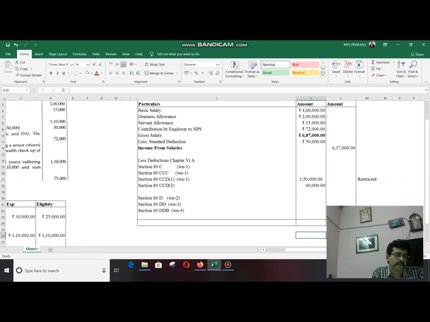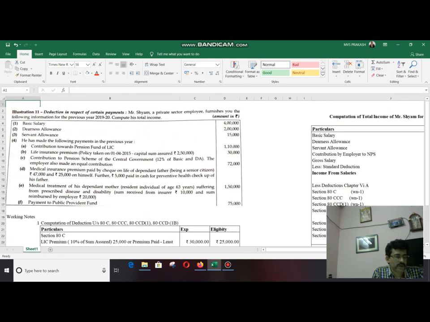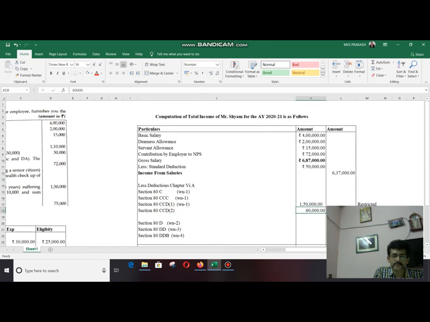If you remember the provision, amount of contribution or 10% of salary, whichever is least. Because in the problem, the employer is not central government. Mr. Shyam is a private sector employee. If it is a central government employer, then ultimately 14% of salary to consider. Now, what is the meaning of salary for this section? Basic plus DA. Basic is 4 lakhs. DA is 2 lakhs. So total 4 plus 2, 6 lakhs. On the 6 lakhs, if I do 10%, how much are you getting? 60,000. 60,000 or the amount of contribution, what is least? 60,000 is least. So that's the reason you will be taking under 80CCD subsection 2, 60,000.